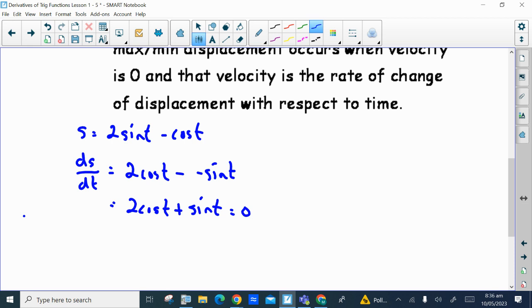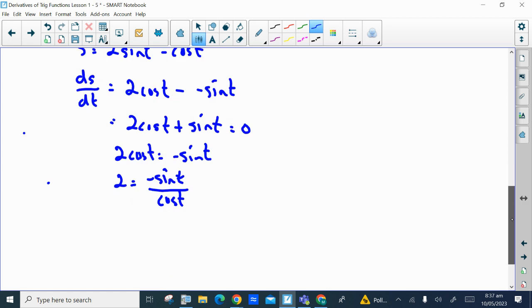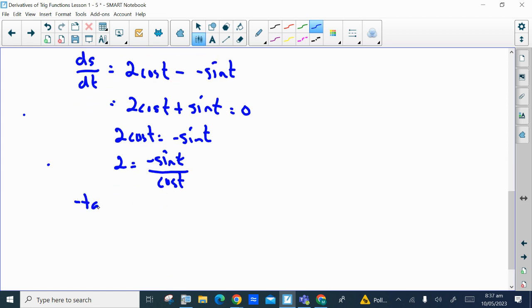So to solve this, we can't factor, but here's what we can do. We can move the sine t over to the other side by subtracting it, and then we can divide both sides by cosine t. So you'll get 2 on the left equals negative sine t over cos t, and sine over cos is tangent. So it'll be where the negative tan of t equals 2, or where the tan of t equals negative 2.